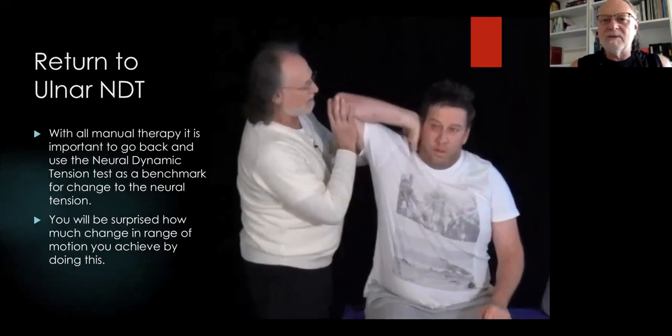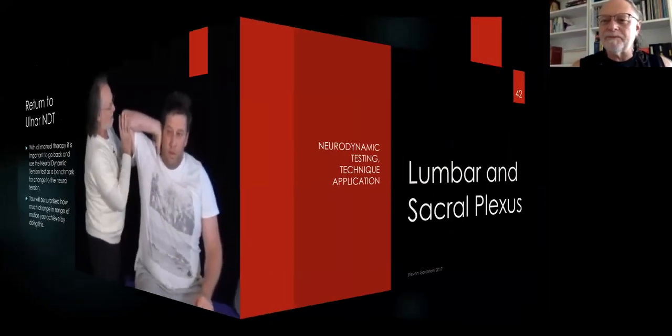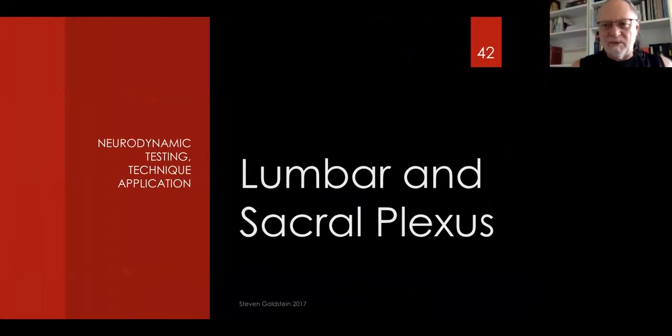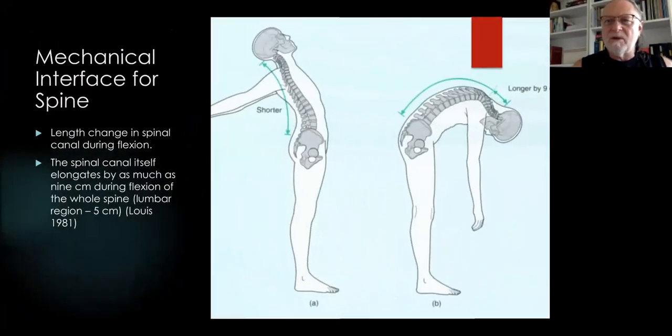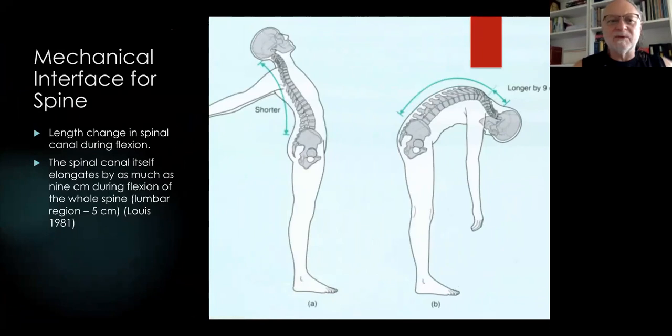We go ahead and we do these basic motions. And my premise then is once the nerve is relaxed, these movements are restored. So it's a really quick benchmark for us to utilize. And then finally, moving into day 2, along with the material in day 1, we move into the lumbar and sacral plexuses. As we move through there, we understand that the mechanical interface for the spine is that you can move 5 to 9 centimeters. That spine is meant to move.